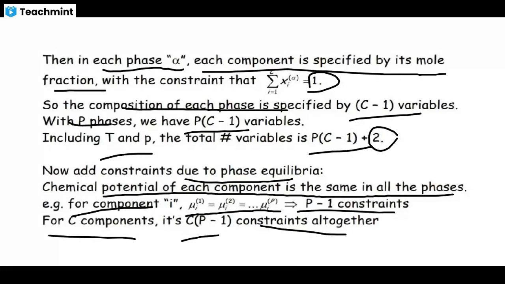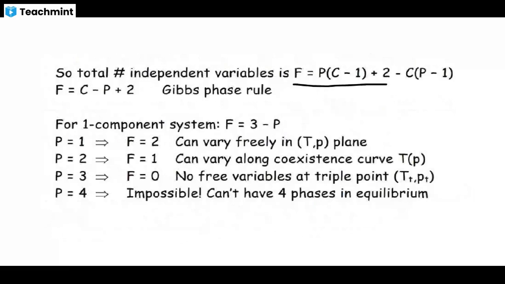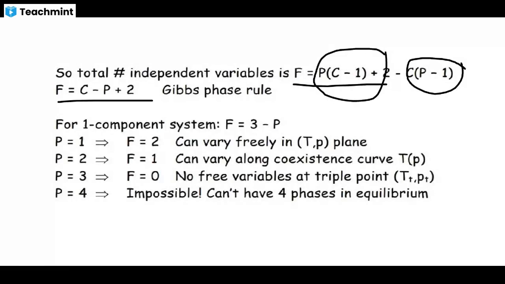So from the total variables, minus the constraints, you get the total degrees of freedom. It is just mathematics, if you slowly try to understand this. If you take a one component system like water, the number of phases equal to 1 means the degrees of freedom is equal to 2. If you put the number of components as 1, you get 3 minus P. So F equals 2.